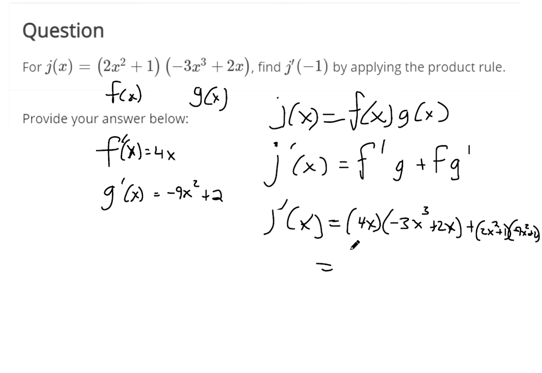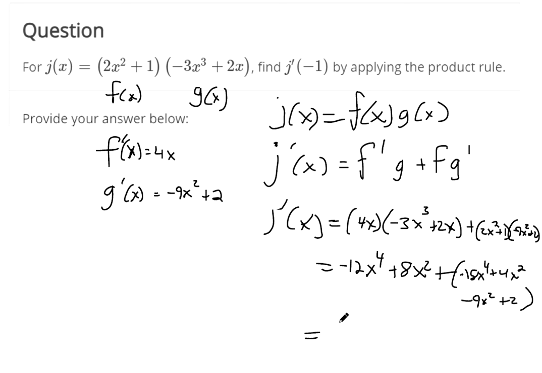So you can distribute that 4x to everything inside the parentheses. And then we need to FOIL. We're multiplying two binomials here, so you might have heard of FOIL before. 2x squared times negative 9x makes negative 18x to the fourth, because the powers add. 2x squared times that positive 2 makes plus 4x squared. 1 times negative 9x makes negative 9x squared. And negative 1 times positive 2 makes positive 2.